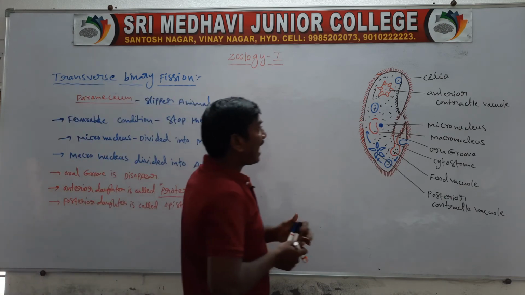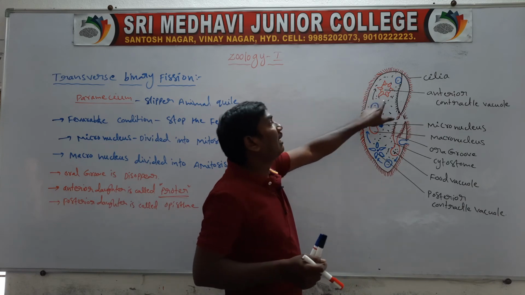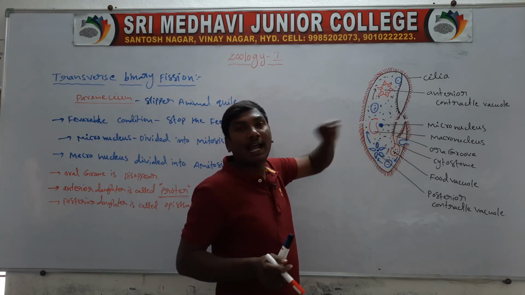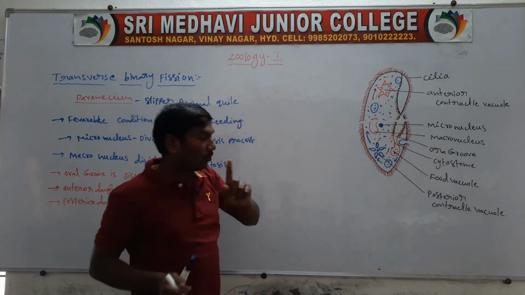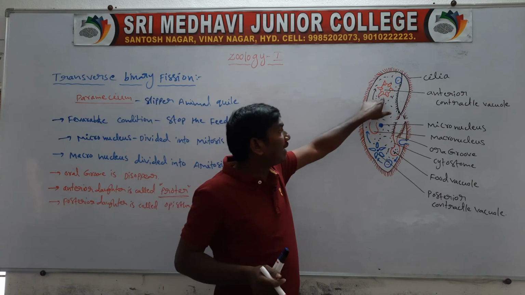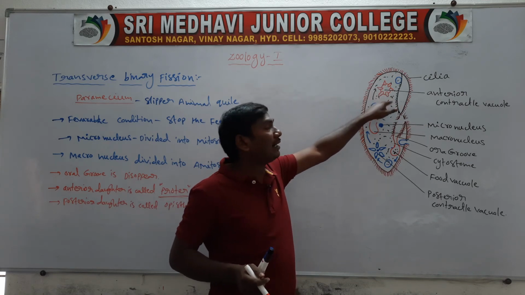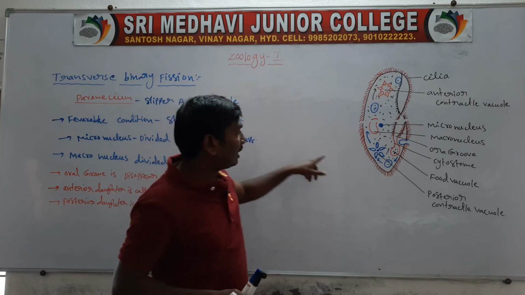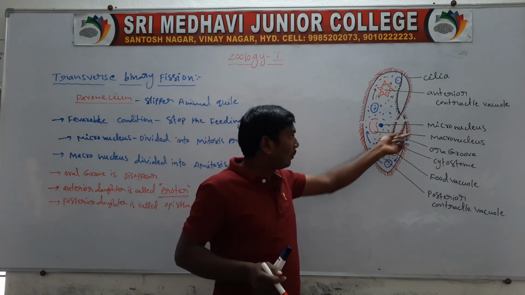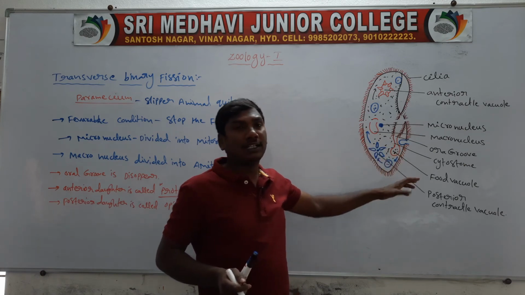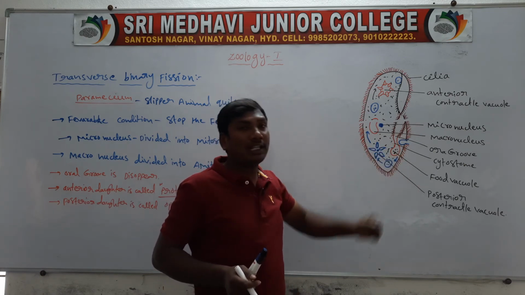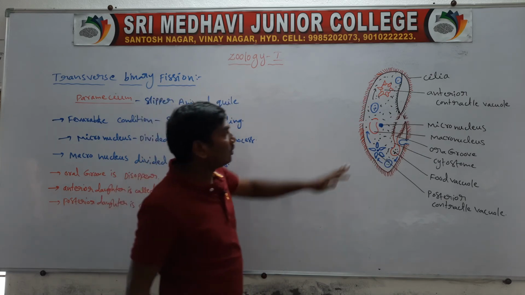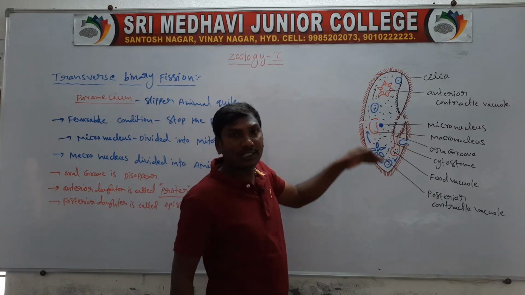Next, the anterior daughter, the proter, receives the parental anterior contractile vacuole. The posterior daughter is called the opisthe, and it receives the parental posterior contractile vacuole. So the anterior side is called the proter and the posterior side is called the opisthe.